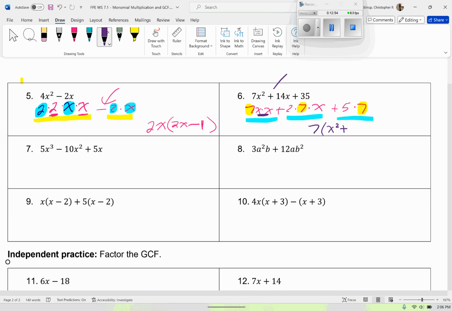What's going to go for the 14? 2x. And the plus sign is going to come along for the ride. What should I have for the third term? I already factored 7 out. 5.